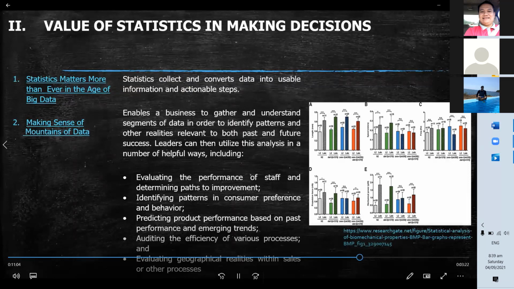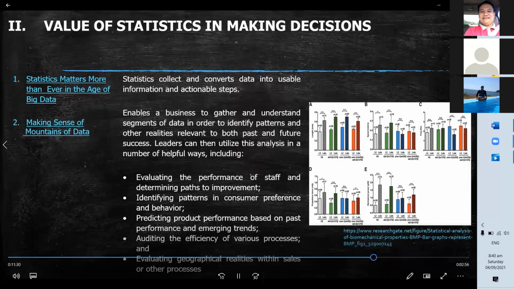First, statistics matters more than ever in this age of big data. Information overload can be a problem for leaders and executives aiming to make more informed, evidence-based decisions. Statistics collect and convert data into usable information and actionable steps. Second, is making sense of mountains of data.